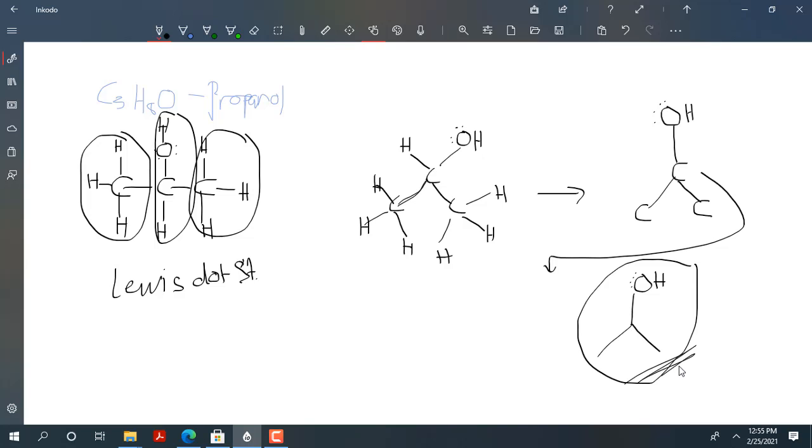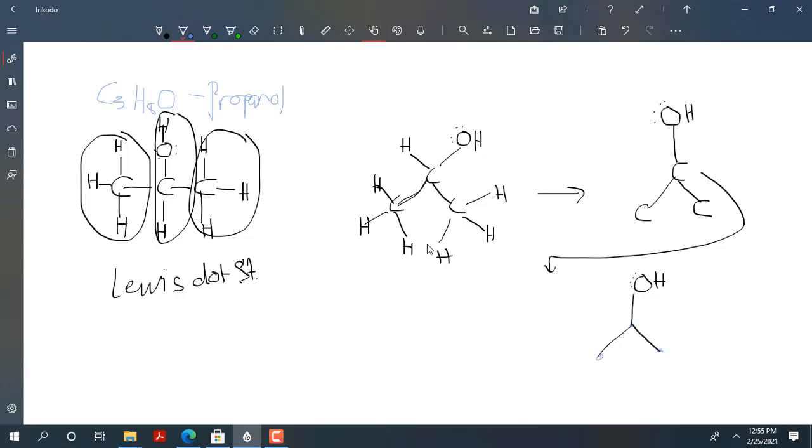If I'm going to expand this further to check the Lewis dot structure of this bond line structure, it is basically here. So there's a carbon here, we also have a carbon here, and this is a carbon here.